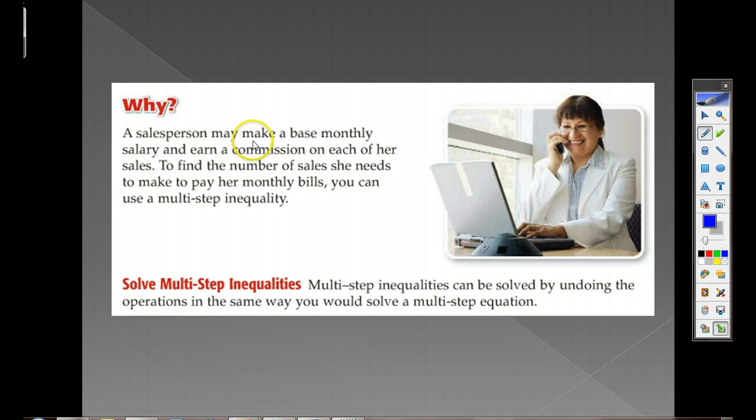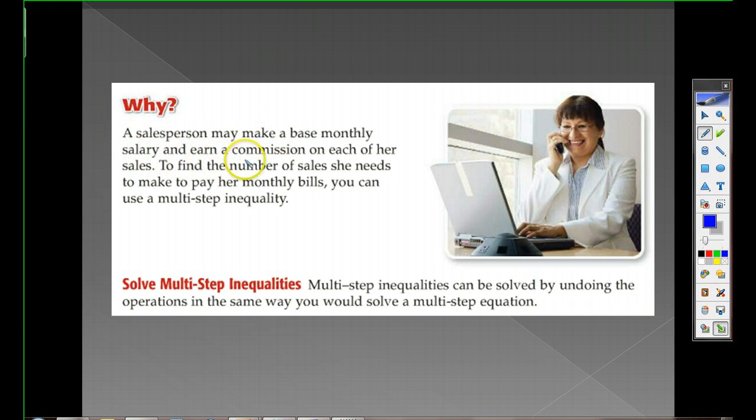A salesperson may make a base monthly salary and earn a commission on each of her sales. To find the number of sales she needs to make to pay her monthly bills, she can use a multi-step inequality. Okay, multi-step inequalities can be solved by undoing the operations in the same way you would solve a multi-step equation. So it's the same thing. The only thing to look out for is when you're multiplying or dividing by a negative number.